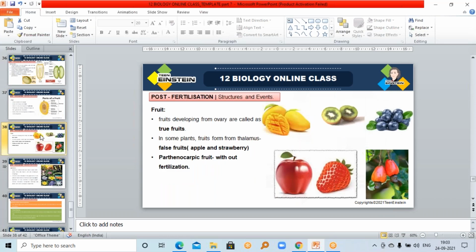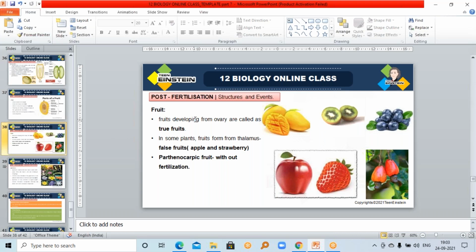And many fruits have different types of seed dispersal mechanisms. Then in most of the plants, the fruits develop from the ovary, right? While the fruit is developing, the other floral parts may degenerate or fall off, and the fruit will develop from the ovary.